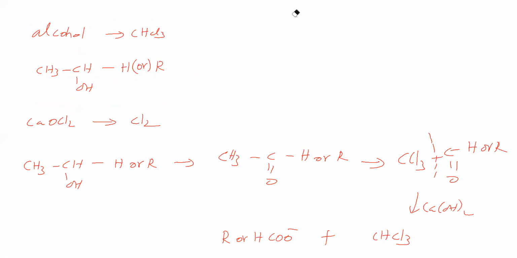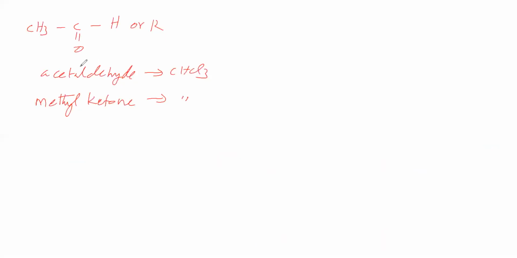The CH3CHOH group, that means a secondary alcohol. How should this secondary alcohol be? Here a methyl group should be there. If CH3CHOH is there, then we can prepare chloroform. Then we can prepare chloroform from acetaldehyde, and from methyl ketone. Not only chloroform, but also bromoform and iodoform, that we can prepare.